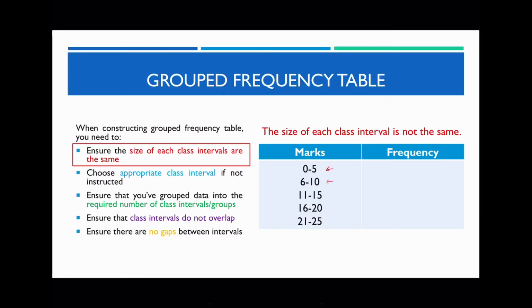6 to 5 contains 5 values. 11 to 5 contains 5 values. So because the size of each class interval, or the groupings of each class interval, are not consistent, therefore this particular frequency table is done incorrectly.